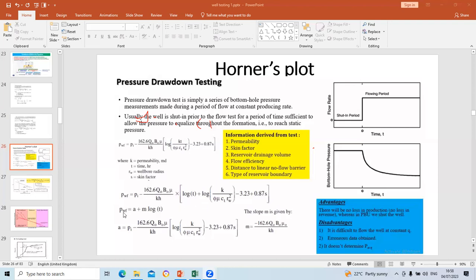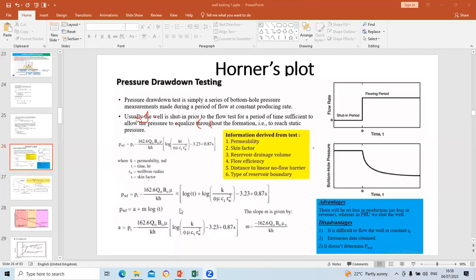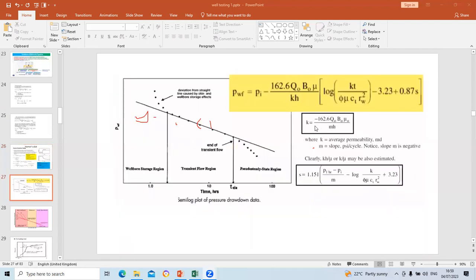This is what I have just explained here. PWF is equal to A plus M log T. So all of this particular parameter becomes our M. All right. Now, if I draw that, I am seeing my value of K. If I say M is equal to all of these parameters, I can make K the subject of that equation, and it will give me this particular parameter.